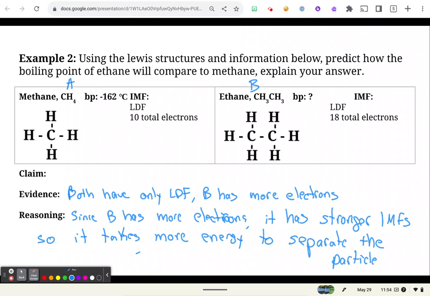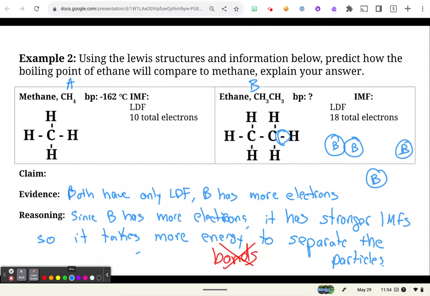Just make sure that you are not talking about bonds. The thing that will negate this whole answer is if you start talking about bonds, because then you're showing us that you don't understand what it means when something boils. This is a bond. When something boils, that does not break. What happens instead is that these two particles, stuck together, separate away from each other. All those bonds stay in place. You need a lot more energy to break those bonds because bonds are stronger than intermolecular forces.